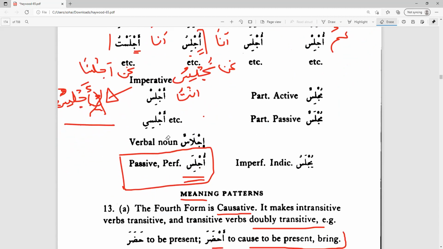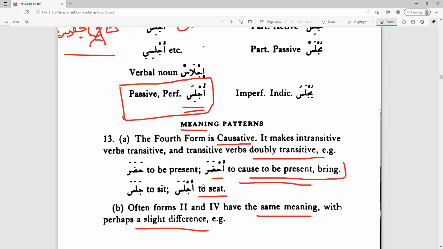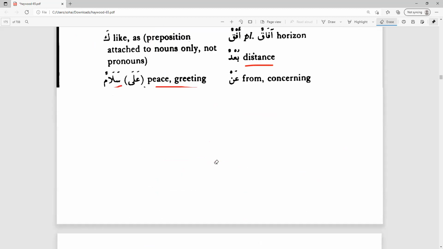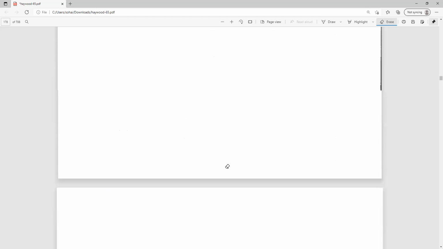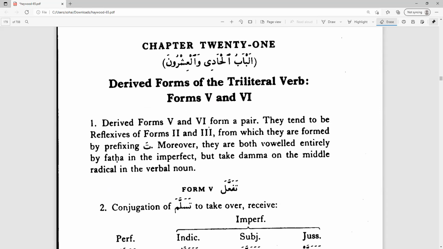Also, sorry, one thing I didn't mention: ijlasun. The verb noun for this is ijlasun, if'alun. So you need to know all that, and you need to know the meaning pattern, and then I'll require you to do the exercises, 2 exercises. Okay, inshallah. That's all from me. Jazakumullah khairan.